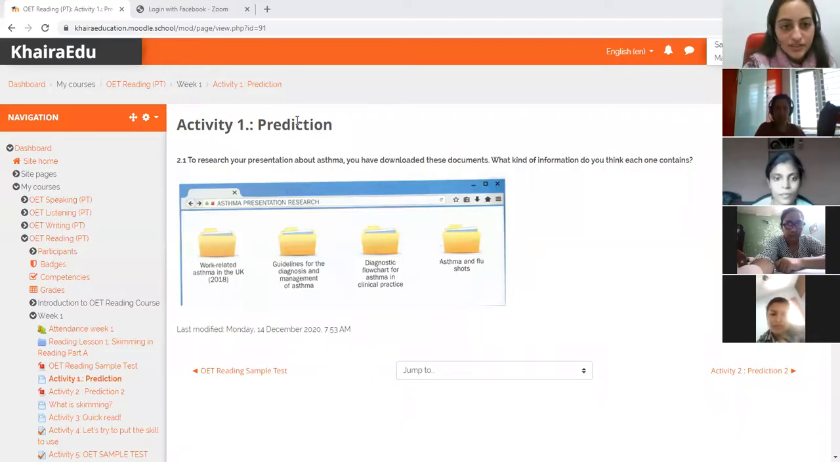It is called prediction. So what you have to do is, in pairs with your partner, you will have to predict what kind of information will be there in each folder. You don't know the contents, you have to guess, you have to predict. I will give you 3 minutes to do this with your partner. I will send you in breakout rooms shortly.